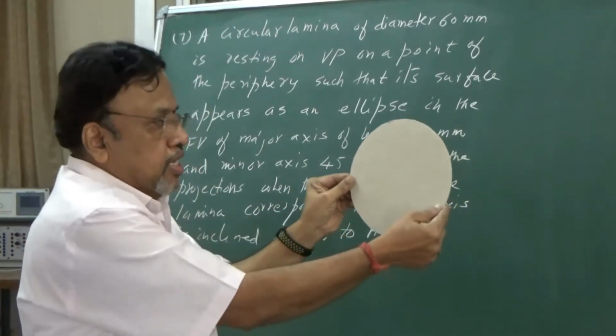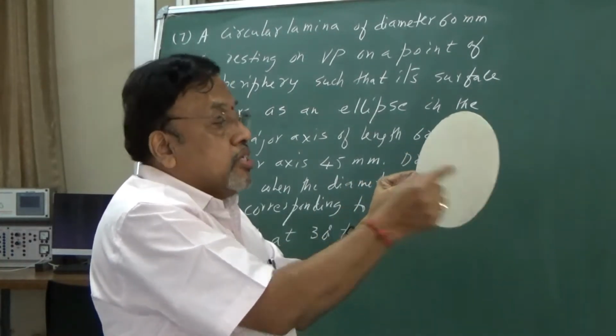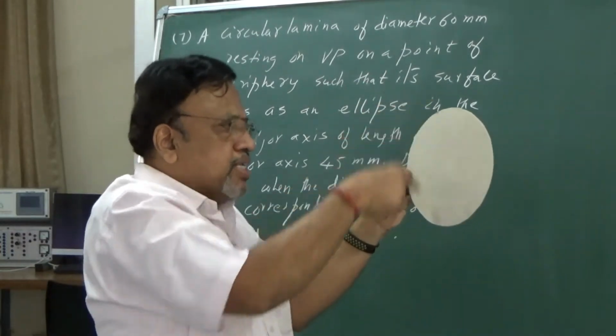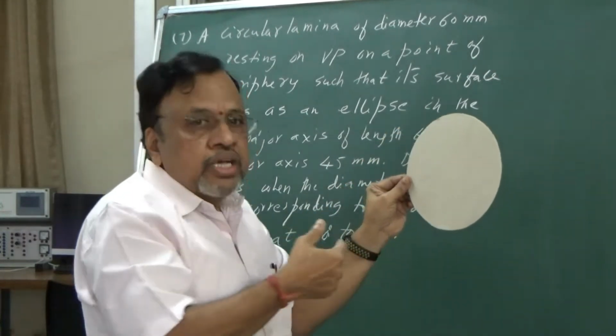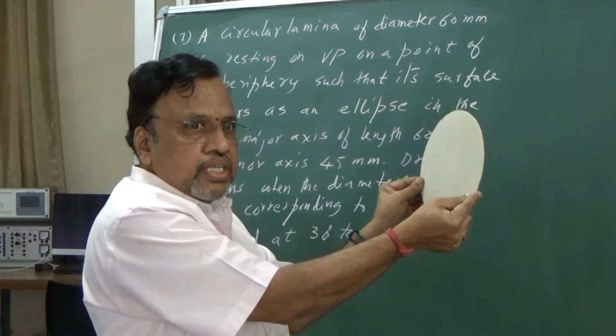But in this particular case, it has to be rotated such that it should be seen as a 45 mm minor axis, whereas the major axis is 60 mm, which is nothing but the diameter of the circular lamina itself. Okay, that is your second stage. What about the third stage?